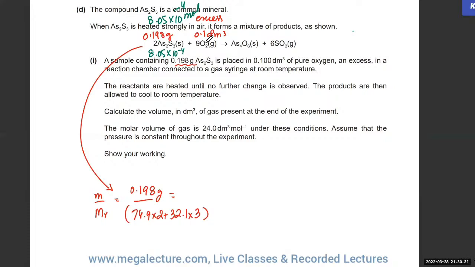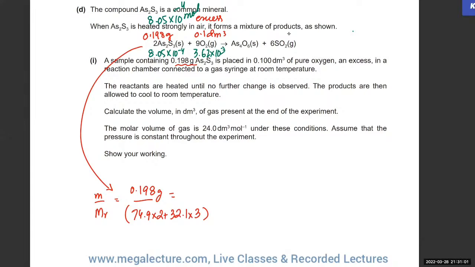How many moles of O2 do you get? How many moles of this thing do you get? 8.05 times 10 to the minus 4 divided by 2 into 9. What do you get? Let's do the first one. You're getting 3.62 times 10 to the minus 3. Okay, 3.62 times 10 to the minus 3.